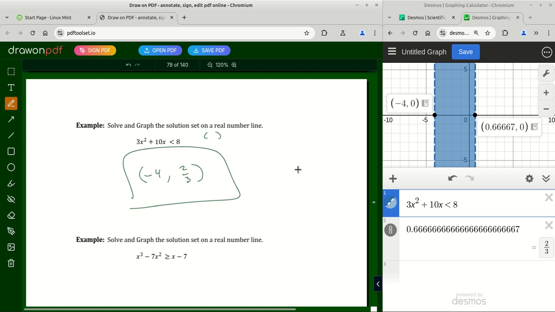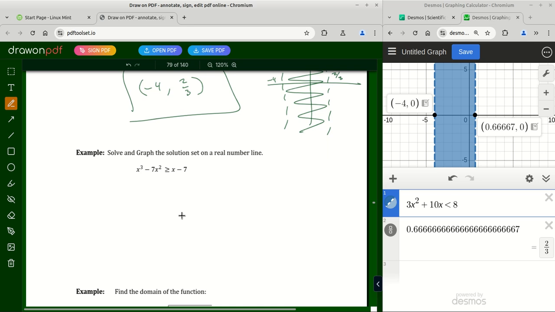So, I don't know how else to do this. I want to just show you. Let me do a graph. -4, 2/3. I mean, that's what we're doing in Desmos. So somehow have a reminder for what you're doing so that you can reference back to this. Okay.